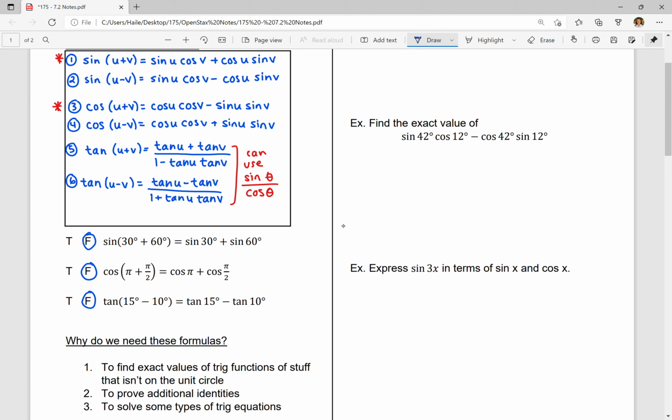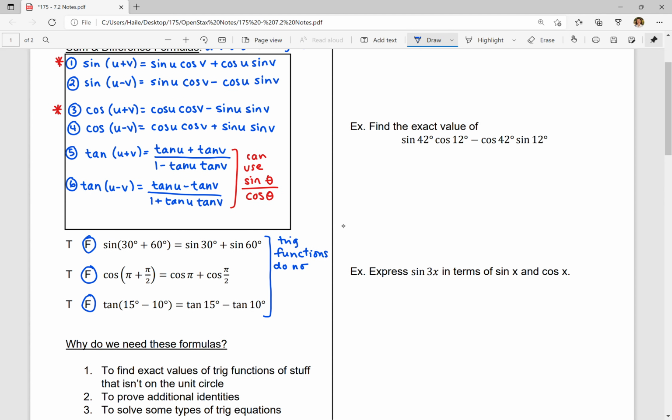So the point of these three questions is trig functions do not distribute. Okay, so that might take some getting used to, but the main thing to remember is that we have special formulas that help us to figure out sums and differences. So it's just not as easy as take the sine, cosine, or tangent and distribute it across the parentheses.